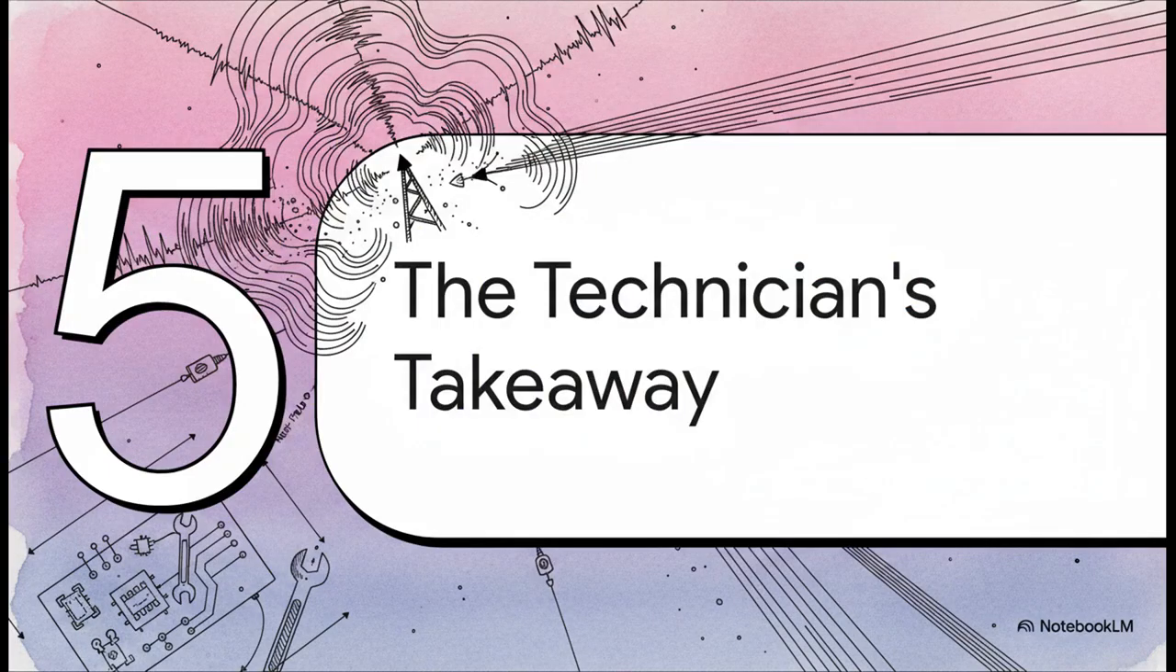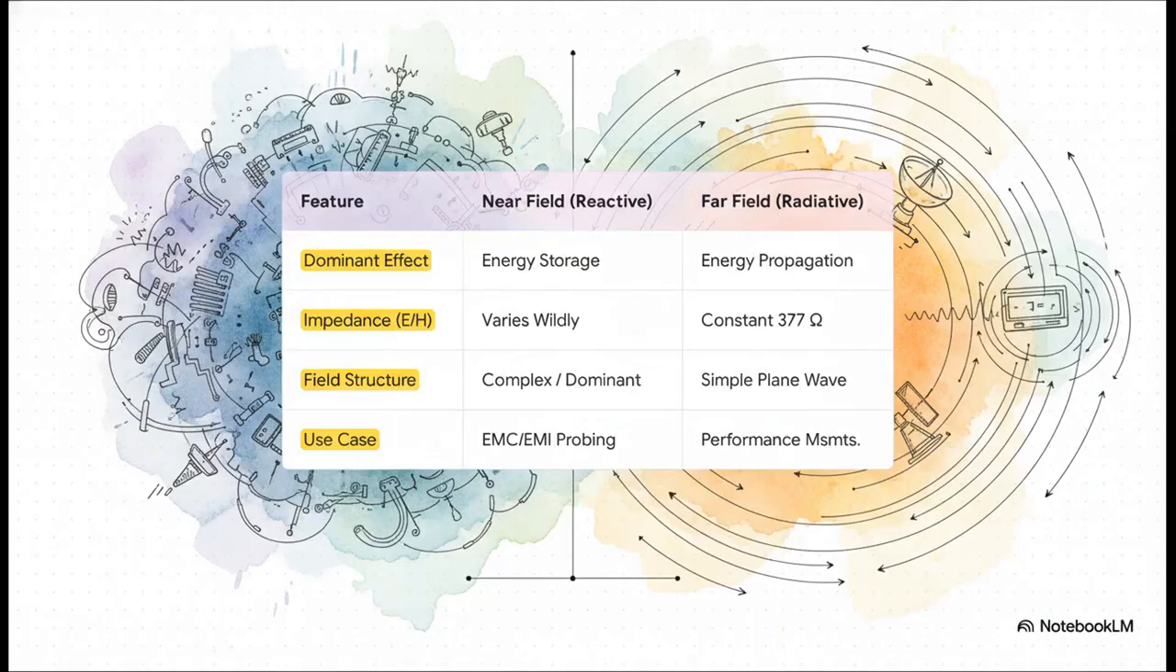So, theory's great and all, but why does any of this actually matter when you're on a job trying to fix a problem? This, right here, is the crucial point. This is where it all comes together. This table pretty much sums up the whole story, doesn't it? The near field is reactive, its impedance is all over the map, and it's where you go to hunt down coupling and interference problems. The far field is all about radiation. It has that constant 377 ohm impedance, and it's where you have to be to measure an antenna's true performance.